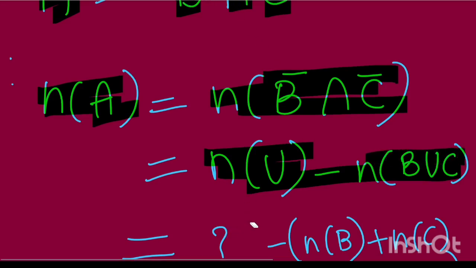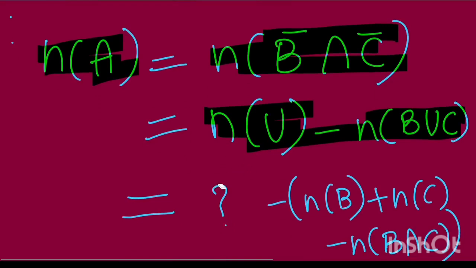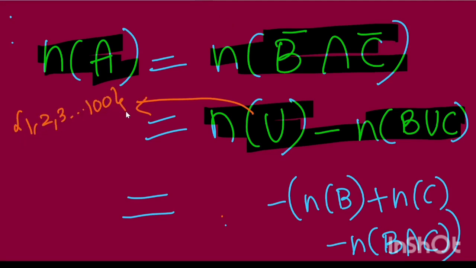Now the question arises here, what is n(U)? It is the number of elements in U. As you can see from the question, the universal set is defined from 1 to 100: 1, 2, 3, up to 100. So the number of elements in U has to be 100.